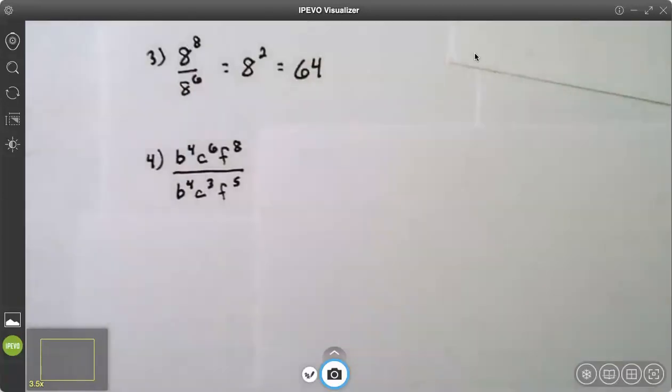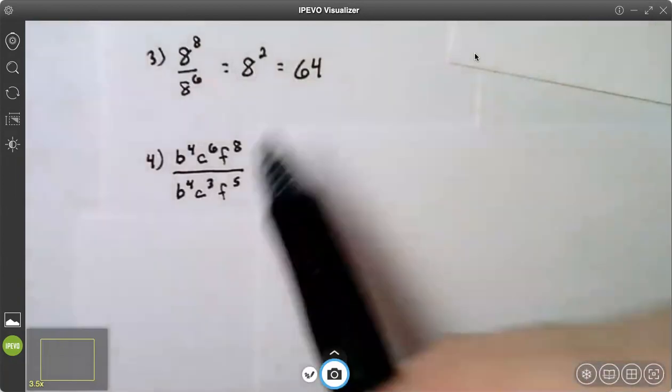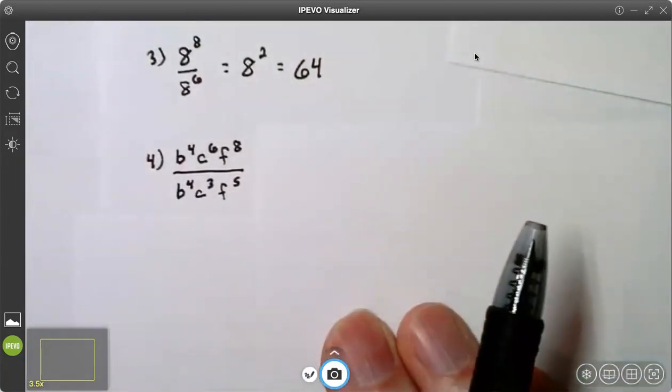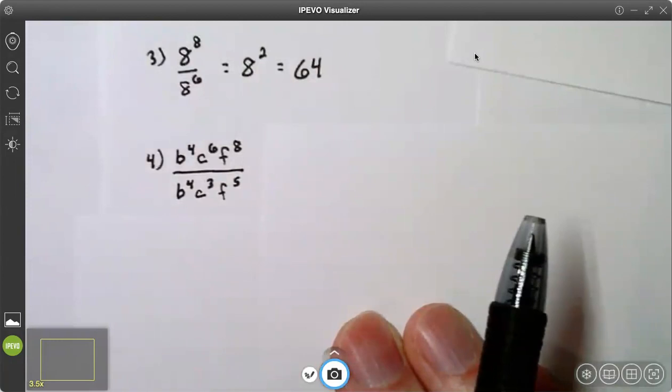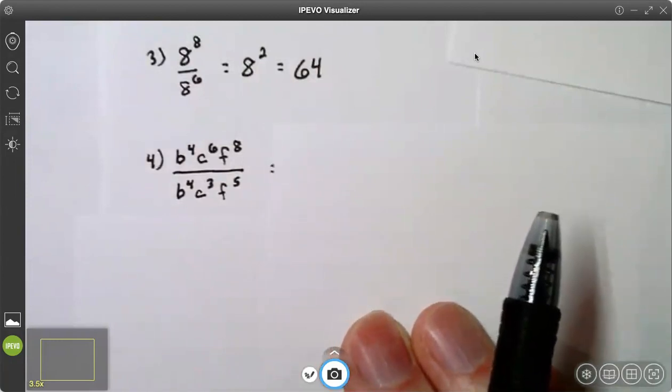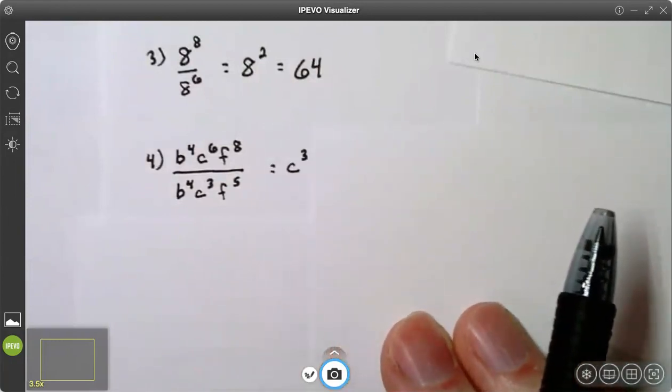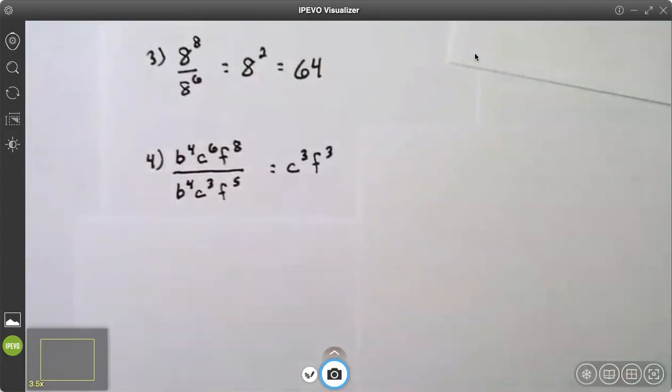Number 4. On number 4, I got 4 b's on top and 4 on bottom. They all cancel each other out. 4 minus 4 is 0. They're gone. On my c's, 6 minus 3 is 3. On my f's, 8 minus 5 is 3. Your answer is c cubed, f cubed.